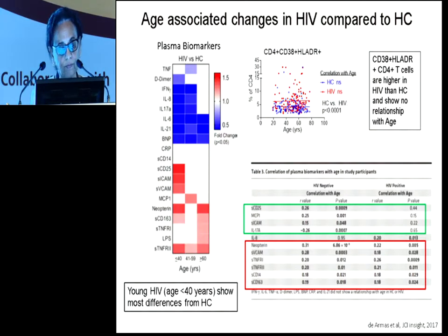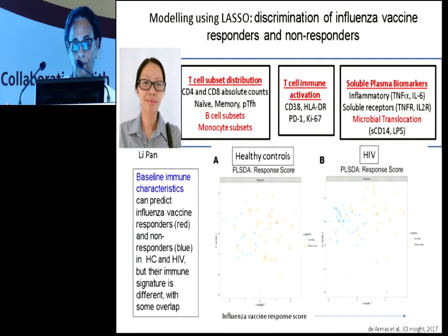This slide shows you the comparison between HIV and healthy controls. You can see the differences between HIV and healthy controls maximally occur in the young age group and are fewer as aging advances. Again, young HIV show the most differences from healthy controls.